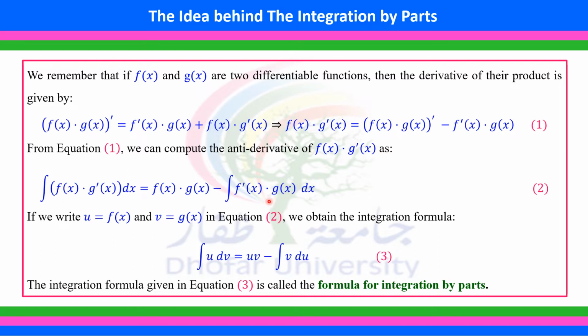And there is another more popular form for this integration, obtained by replacing the function f of x by u and g of x by v. So this equation becomes integration u dv equals uv minus integration v du. And this form is also called the formula for integration by parts.